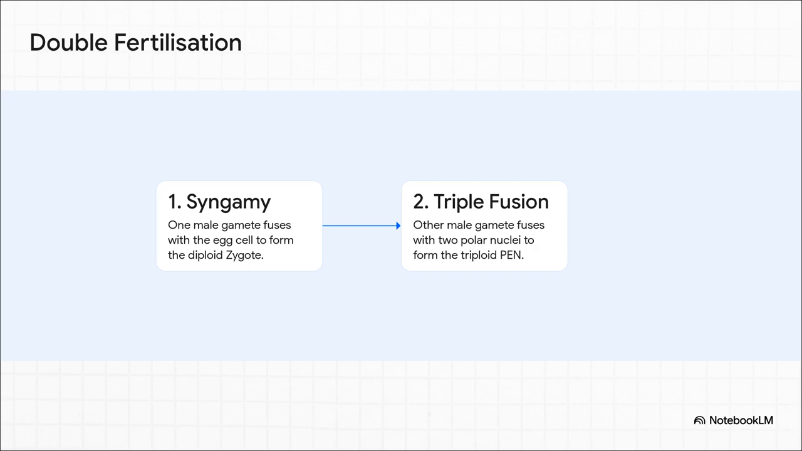This is called triple fusion. The other male gamete fuses with the 2 polar nuclei in that big central cell. So you have 3 nuclei fusing together, which is why it's called triple fusion. This creates a triploid cell called the primary endosperm nucleus, or PEN, 2 fertilizations happening in one go. It's absolutely remarkable and a hallmark of all angiosperms.